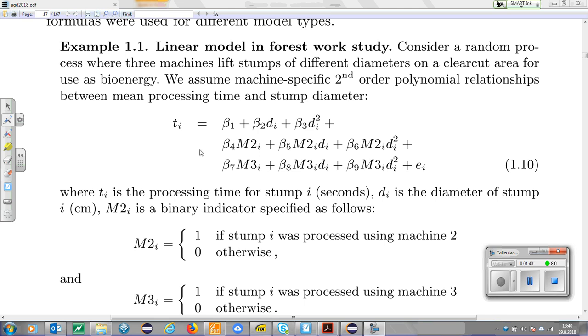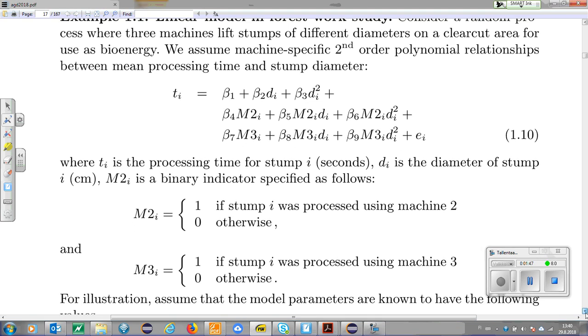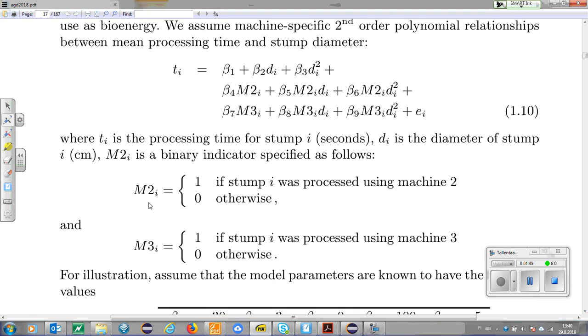So we have recoded the machine so that M2 means that the stump was lifted using machine 2, and M3 is an indicator variable, a binary variable, that says whether the stump was processed using machine 3 or not. And then the DI here is the diameter of the stump in centimeters.